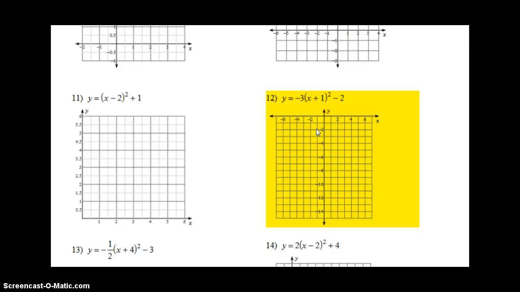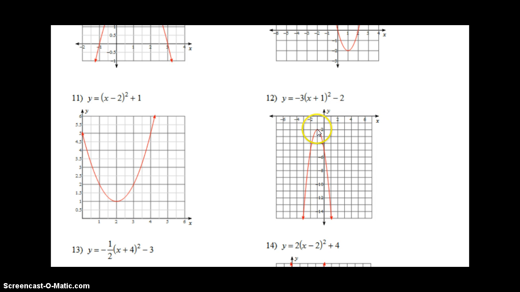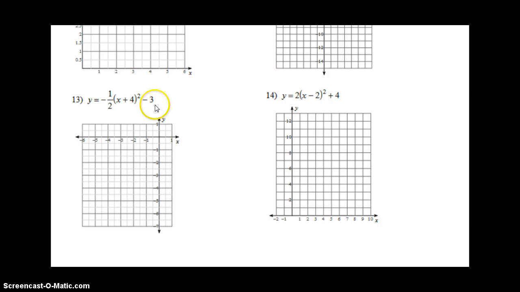So if I go over 1 and down 3, 1, 2, 3, plot a point right there. Then starting at the vertex, again, over 1, down 1, 2, 3, plot a point there. And then roughly sketch the parabola using those 3 points. Let's see what it actually looks like. Answers are coming up in 3, 2, 1. There it is. Again, the vertex is at -1, -2. And I had a point right here, over 1, down 3, at what would be -2, -5, and over here at 0, -5. 13 and 14 are very similar.